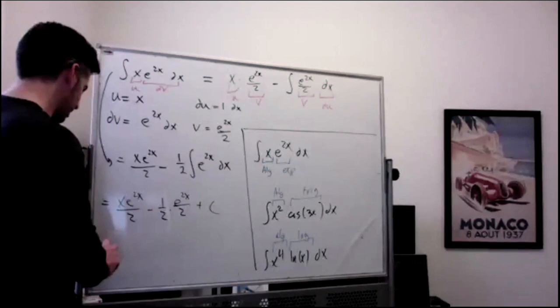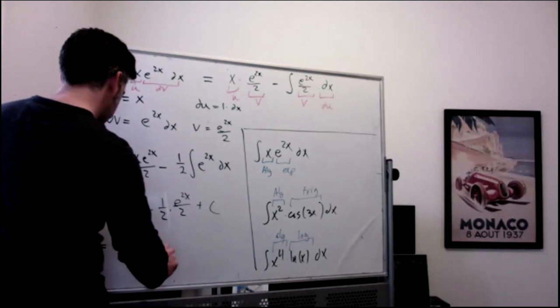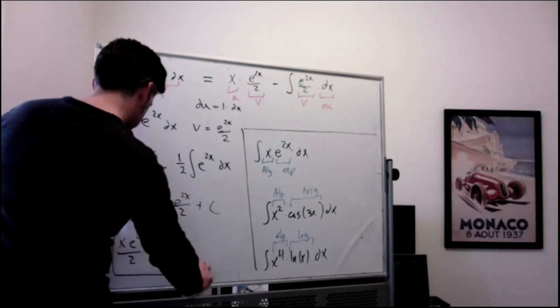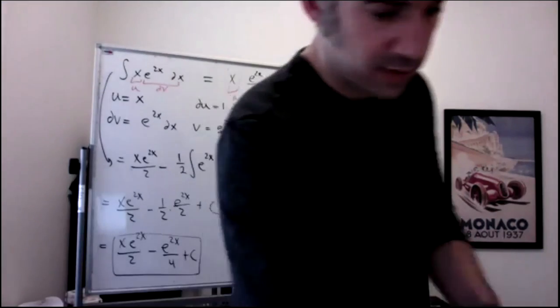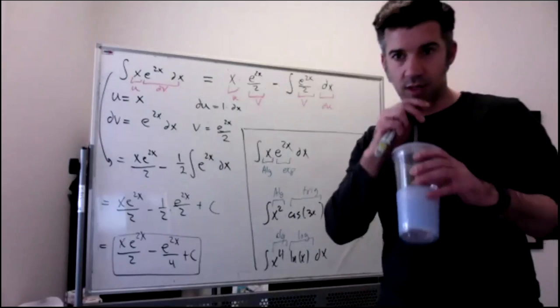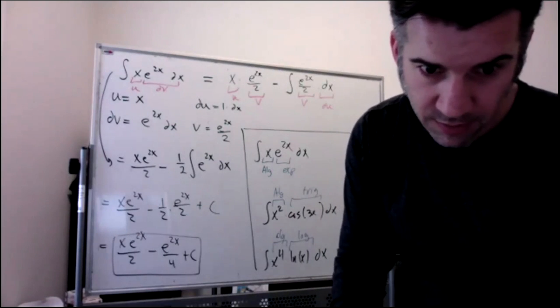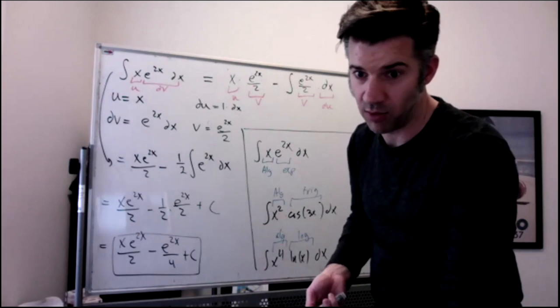So we can leave it like this, or we can write our final answer as x e to the 2x over 2 minus e to the 2x over 4. That's the process. Are there questions about that before we do some more?